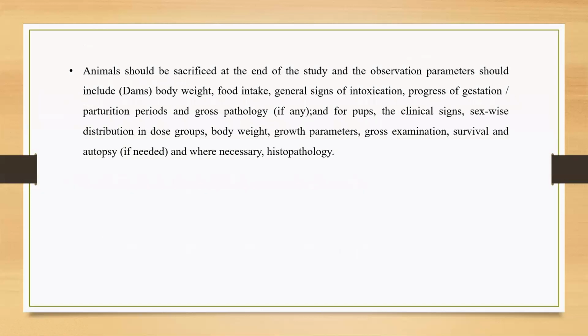The animal should be sacrificed at the end of the study, and the observation parameters should be studied. This includes the dams, that is the pregnant female rats. Their body weight should be taken into account, food intake, general signs of intoxication if any toxicity is happening in the body, progression of gestation if there is any delay or acceleration of the gestation period, parturition, that is the delivery period, and gross pathology if any, should be conducted in case of dams.